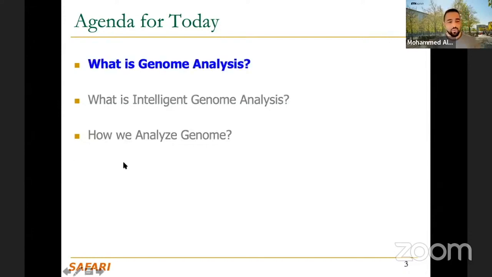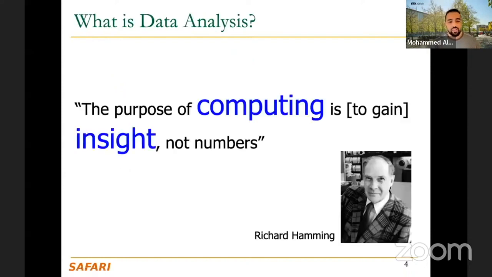So let's start with genome analysis. When you analyze something, the purpose of computing or analysis is always to gain insight. We don't care about the raw numbers. Raw numbers we call data, right? But you cannot call them information until you get insights. And this is what we are trying to do with genome analysis.